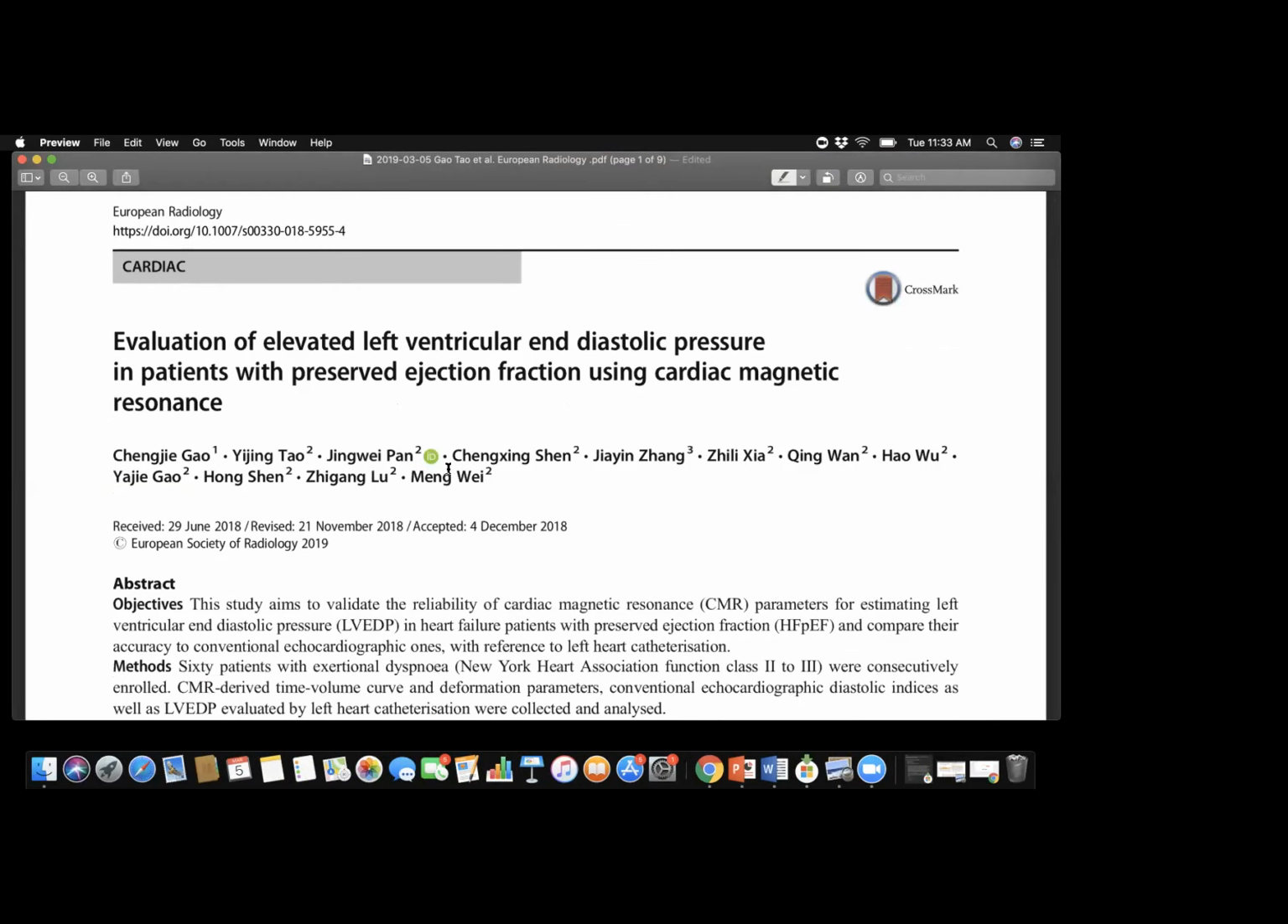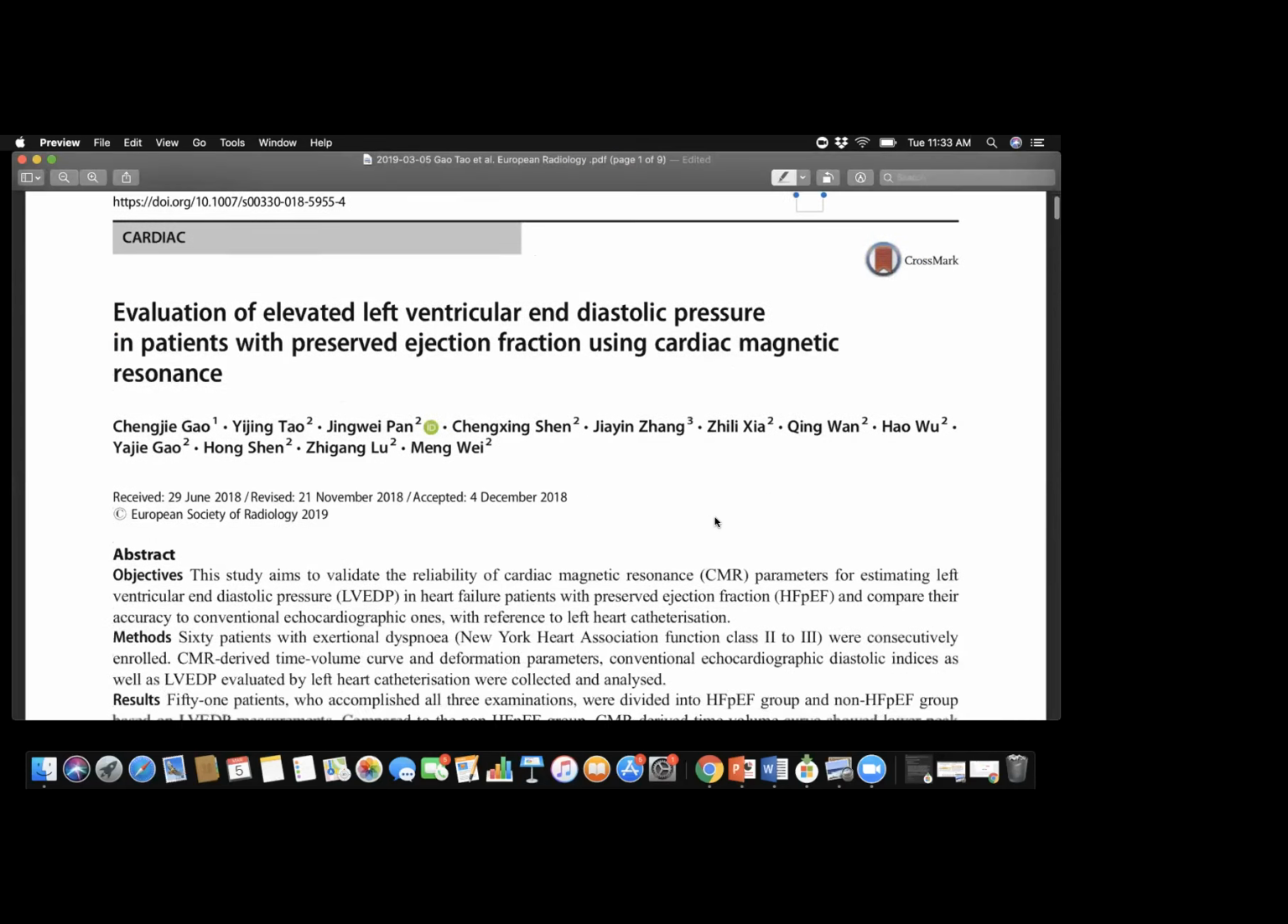Hello. So there are two papers that I'm going to be talking about. One is on the evaluation of elevated end diastolic pressures in patients with preserved EF, heart failure with preserved EF or HFpEF, using CMR, published in European Radiology.